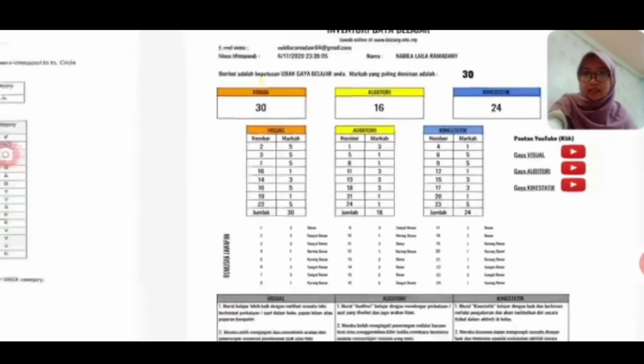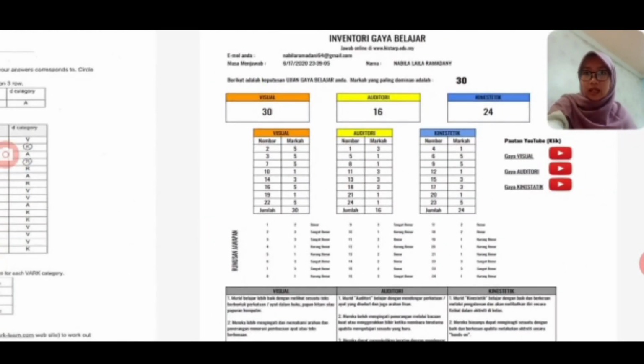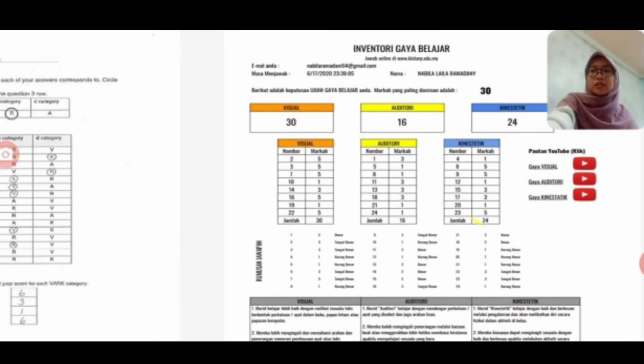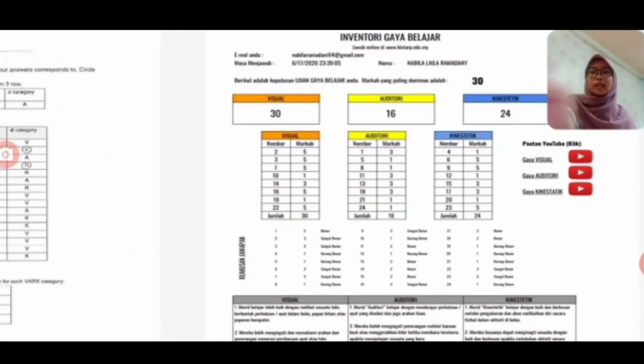This is the example of my score. So visual is the highest one.